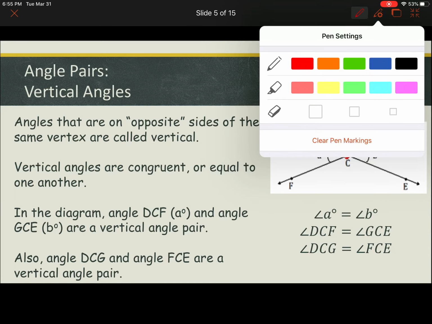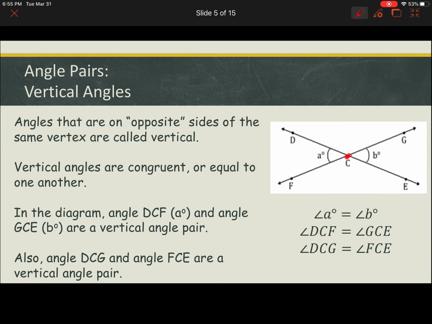So vertical angles are congruent. Okay, and congruent is just a fancier word to say that they equal each other. So in the diagram, we have angle DCF and GCE. Okay, they are on opposite sides of the vertex. Therefore, they are vertical angles, and they equal each other.